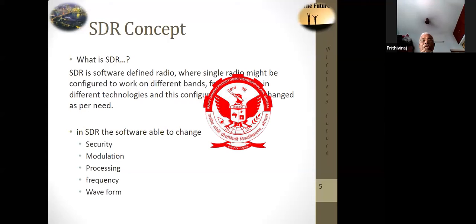So at that time he calls this very special officer who is an expert in this, especially in areas like software-defined radio. He comes out with the requirement as to how to configure a military radio for usage in these advanced applications. So there's a great opportunity for people to work on defense-related projects. So what are the aspects in SDR software which it is able to change? One is able to look at the security aspect, the modulation aspect, the processing aspect, the frequency, and the waveform. So various aspects are being looked at here.